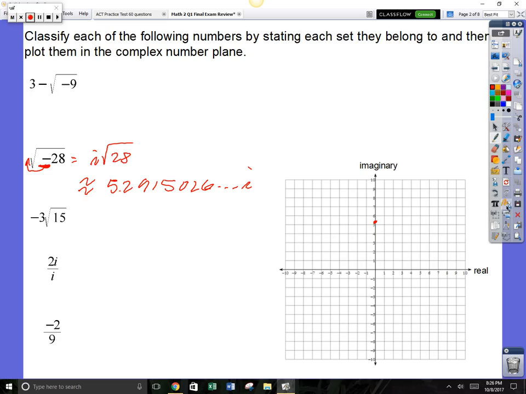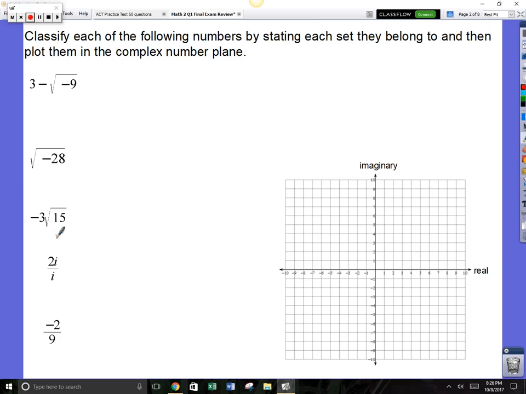The next one, negative 3 square root of 15. Okay, the negative's on the outside, so I'm okay. It's some real number. There's no imaginary stuff going on. 15, there's nothing you can pull out of 15. A 3 and a 5, those are both prime. So I don't have any squares.